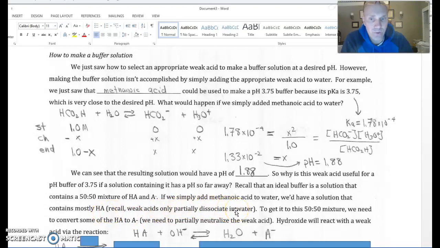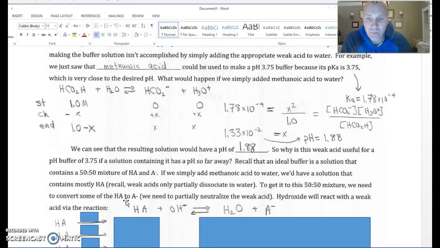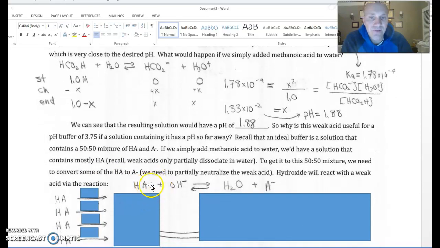So if we want to turn this into a buffer, we need to take some of the HA that's in the solution originally and convert some of that HA into A-, so that we get to that 50-50 mixture. The way we're going to go about doing this is to take advantage of this simple acid-base reaction right here. If you react HA with OH-, you're going to end up getting A- plus H2O.